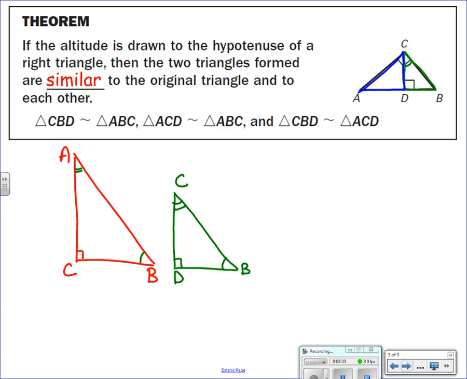And then we have a third one, that is this one. And sometimes it takes people a little bit of time to see the similarities there. I always put the right angle down, that's D. Now angle A is equal to itself in the big triangle. So therefore angle A would be up here, and then C is down there. So those are our three similar triangles. They're all similar to each other.